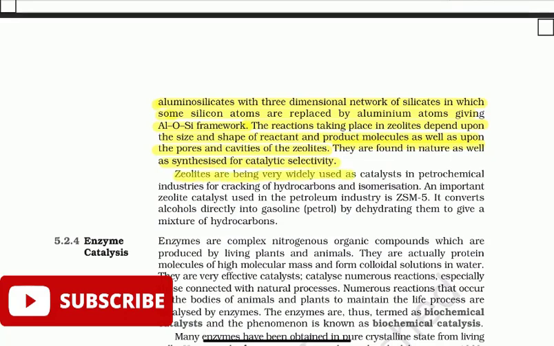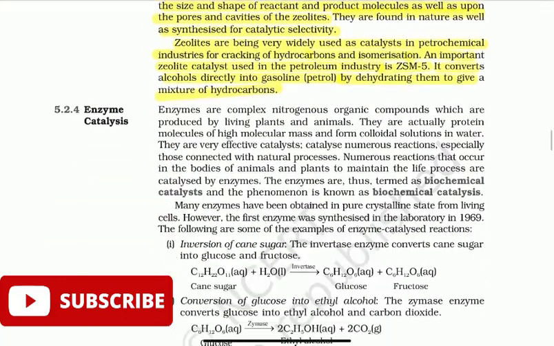Zeolites are very widely used as catalysts in petrochemical industries for cracking of hydrocarbons and isomerization. An important zeolite catalyst used in the petroleum industry is ZSM-5. It converts alcohols directly into gasoline by dehydrating them to give a mixture of hydrocarbons.